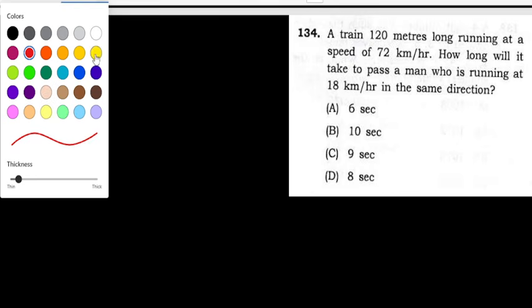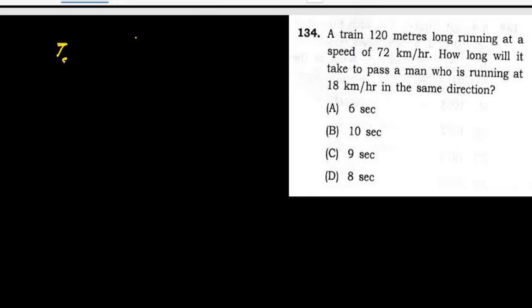What's given? A train 120 meters long running at a speed of 72 kilometers per hour. So the first condition says we have a train whose speed, I'm writing train speed as TS, is 72 kilometers per hour. And the length of the train, I'm writing TL, is 120 meters. How long will it take to pass a man who is running at 18 kilometers per hour in the same direction? So we are comparing this particular train to the speed of a man.